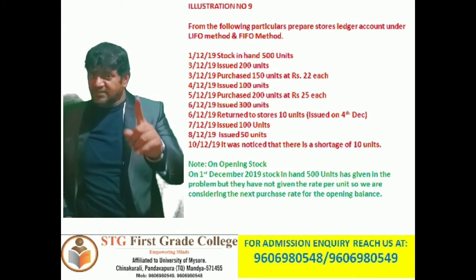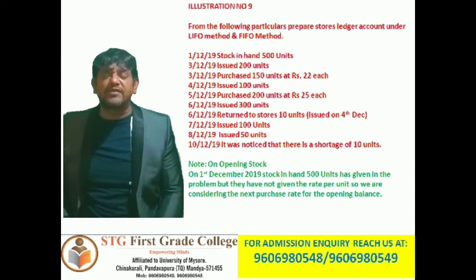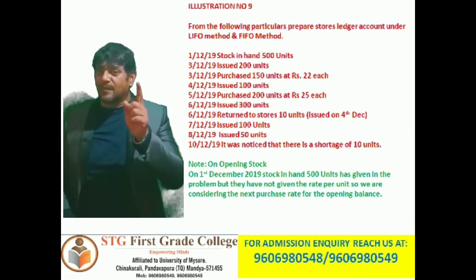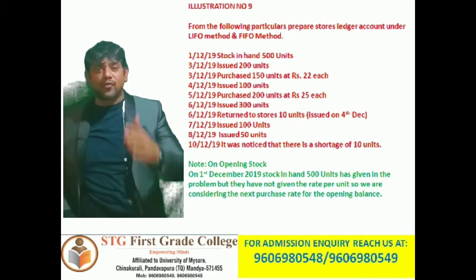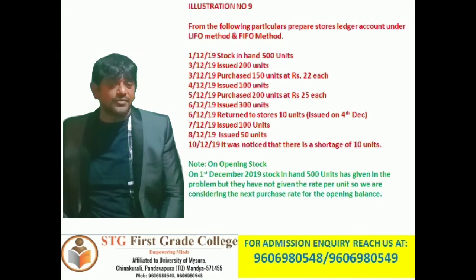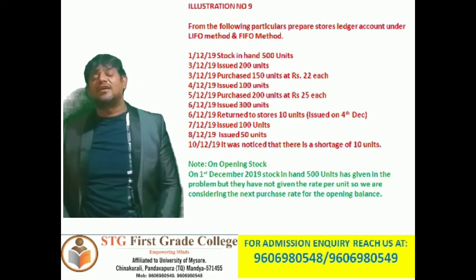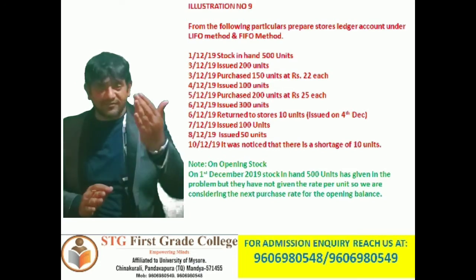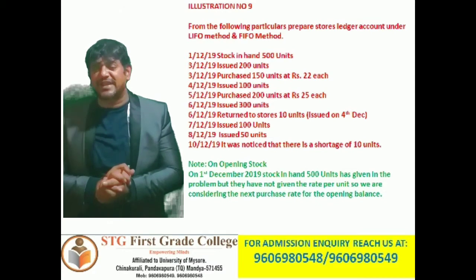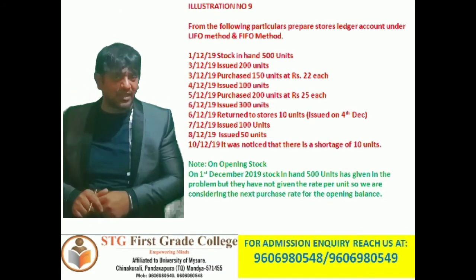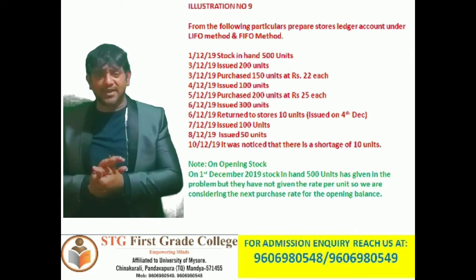So on 1st December, that is 1/12/2019, stock in hand 500 units. Now you might be wondering what price we are supposed to consider, or what should be the price per unit that we are supposed to charge, correct? Let me give the solution for that after reading the entire problem. So on 3rd December, 3/12/2019, issued 200 units.